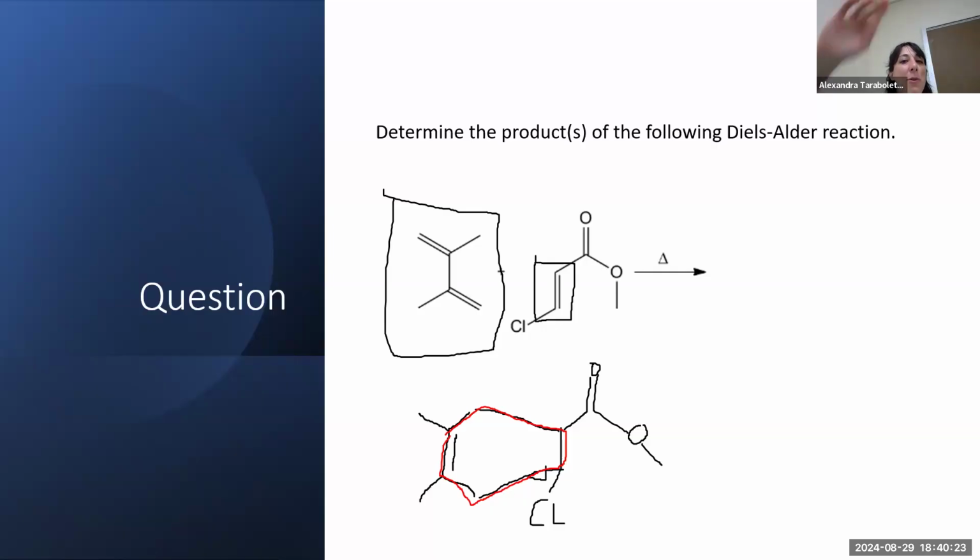Trans. See how they were trans to begin with? Look up at the top, see how the chlorine and the ester are trans from each other to begin with? So in the end, on the ring, they are also trans. You can think about this as being one up and one down, but they end up still being trans to each other. They started off as trans, they still are.